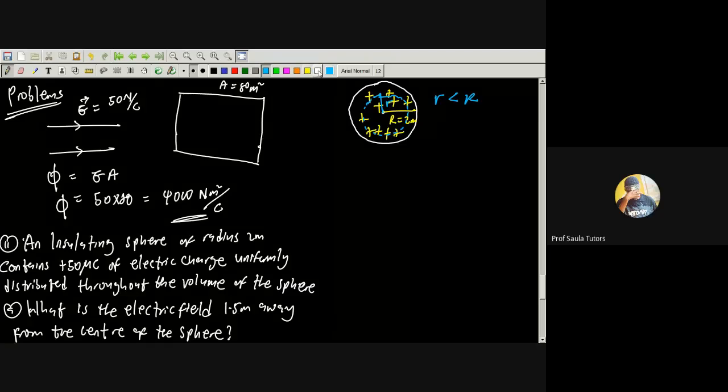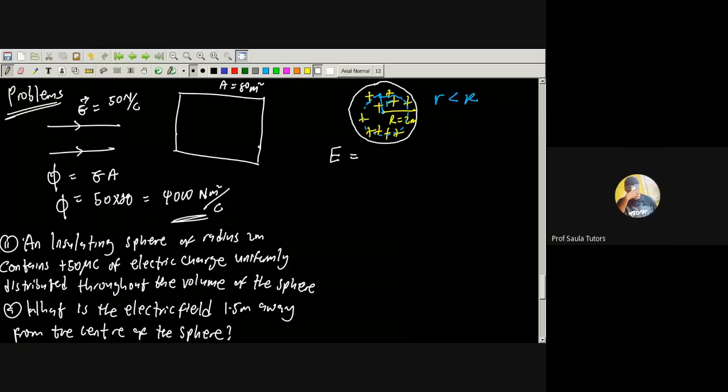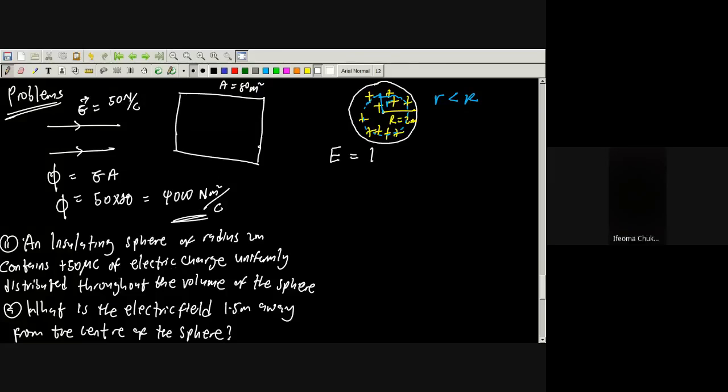Can you remind us of the formula to find the electric field? They are looking at inside the sphere. What do we have? Outside is KQ over r squared. Inside, it is KQr over R cubed.